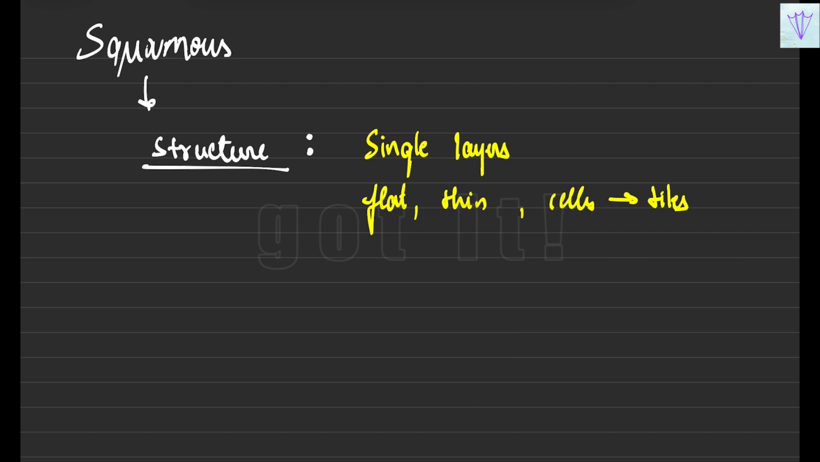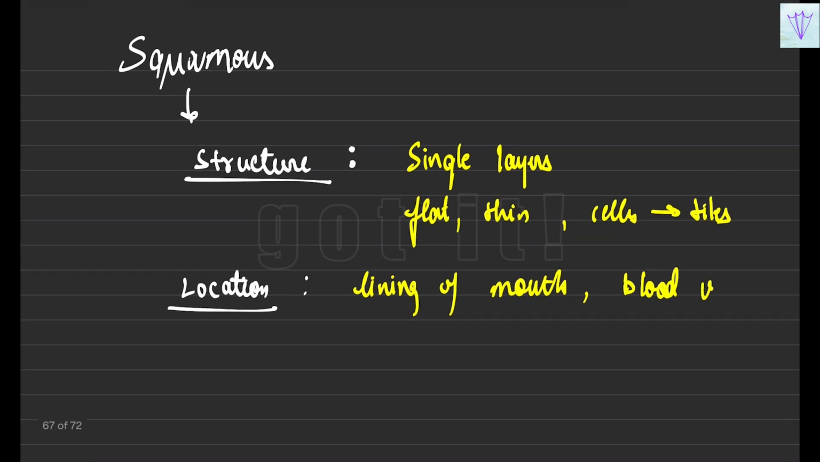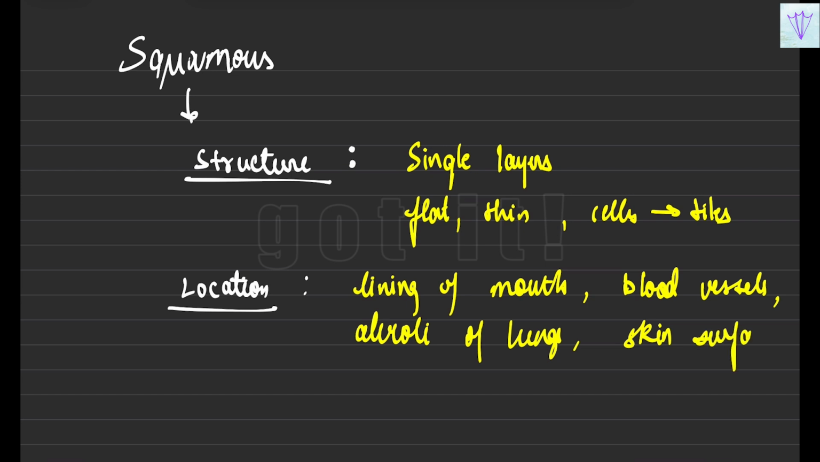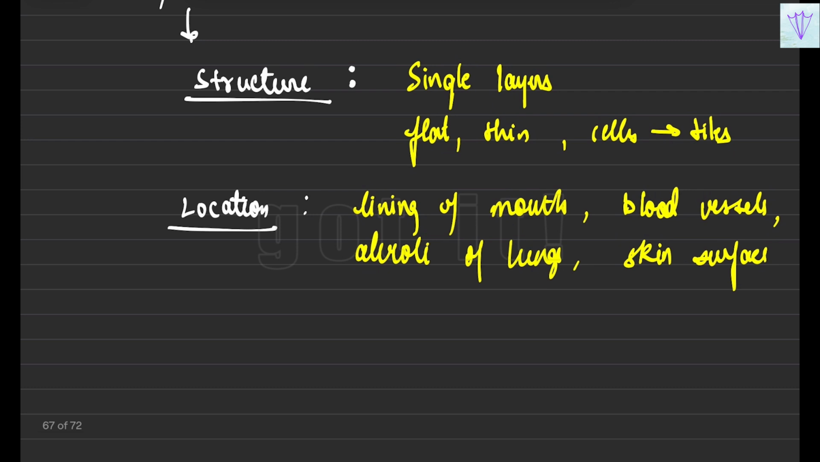And the location of this. This kind of epithelium is found in the lining of mouth, blood vessels, alveoli of lungs, skin surface. Right? Next, speaking of the function.